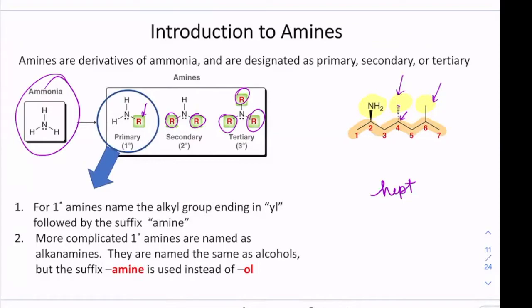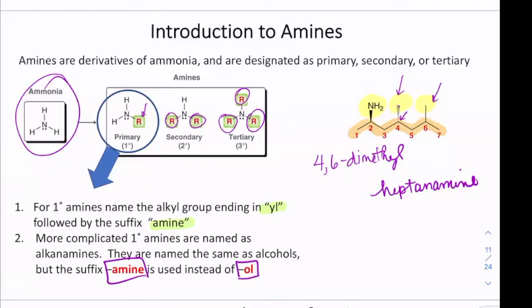And so we're going to name that 4,6-dimethyl. And then we have hept. We have to now give the suffix as the amine. And so if we put our amine ending at the end of this name, it's going to be heptane amine. For an alcohol, we would have put OL, and now we're going to put amine.